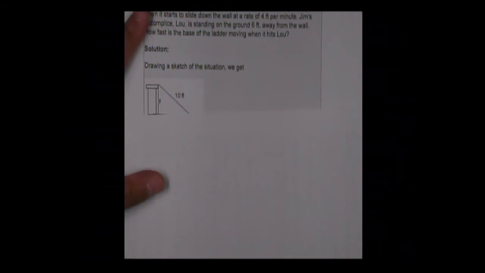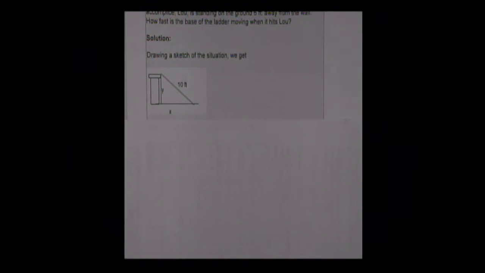This is one where a picture is helpful to us. And on any of these problems, we're going to make an assumption unless we're told otherwise. And that assumption is that the triangle that's created is a right triangle. Yes, it's going to be important that it's a right triangle unless you're told otherwise. So, I'm going to draw a picture of the situation.